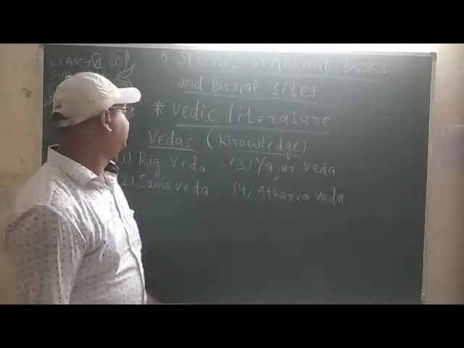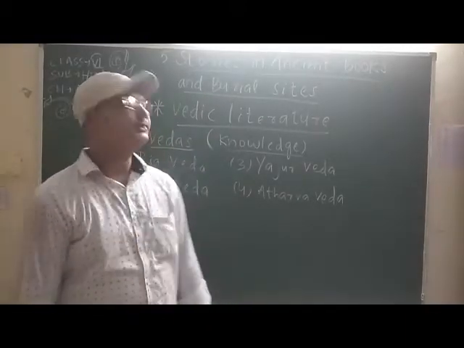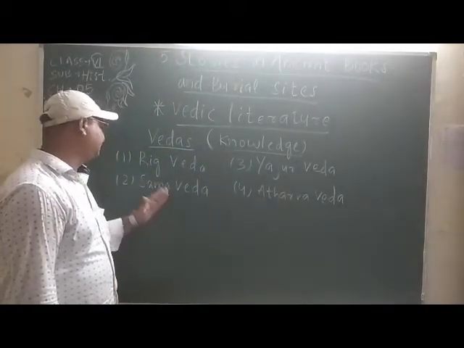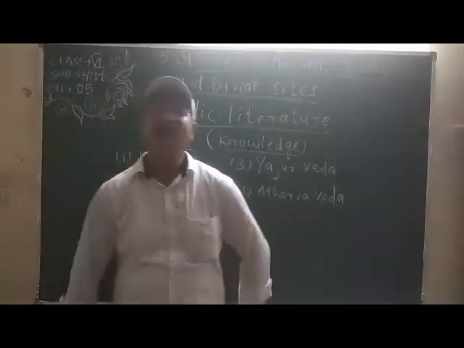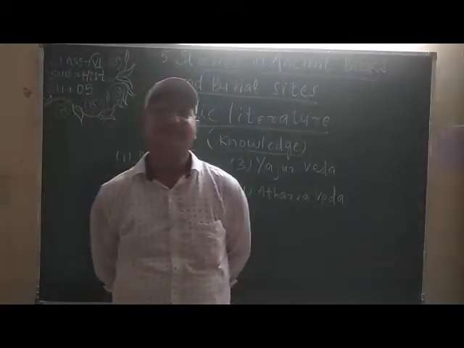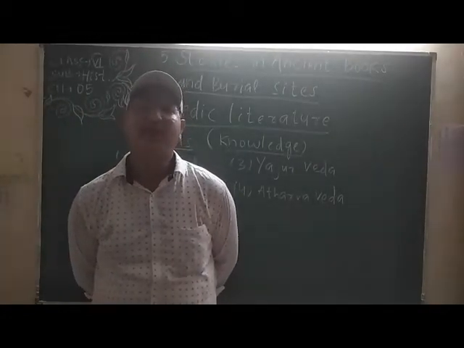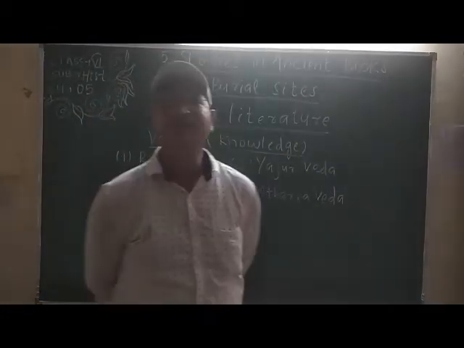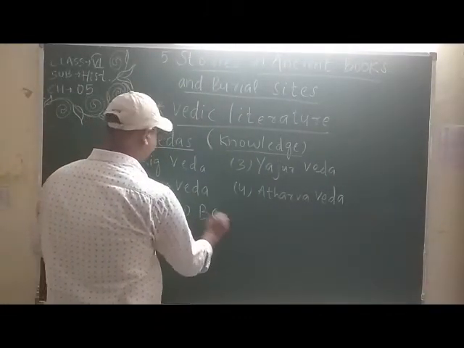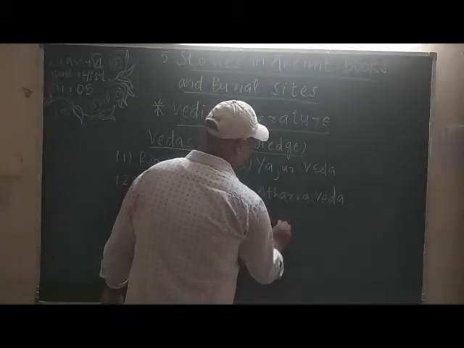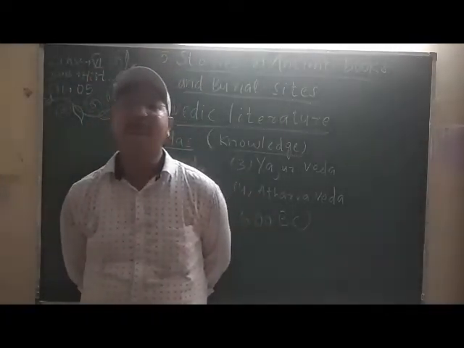So, in Vedas, what type of Vedas are there? There are four types of Vedas. The first one is the Rig Veda, Sama Veda, Yajur Veda and Atharva Veda. Then, from these Vedas, it provides relatively a comprehensive picture of life in the Vedic period, from 1500 BC to 600 BC, students. It provides general information about 1500 BC to 600 BC.